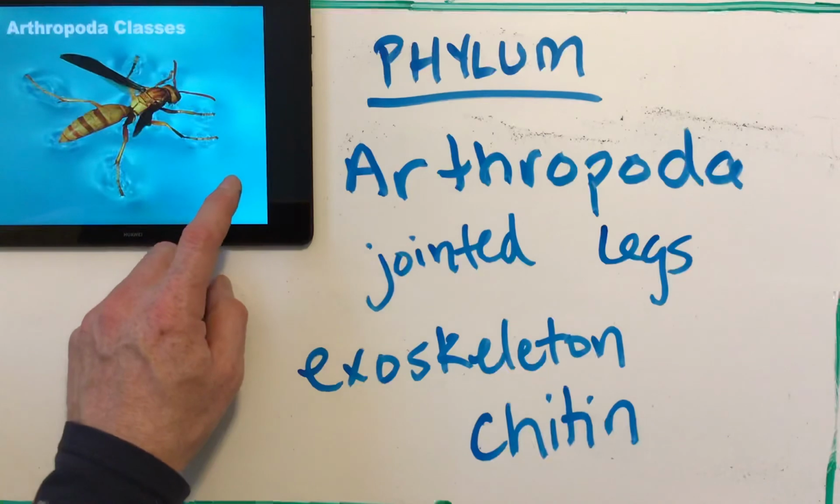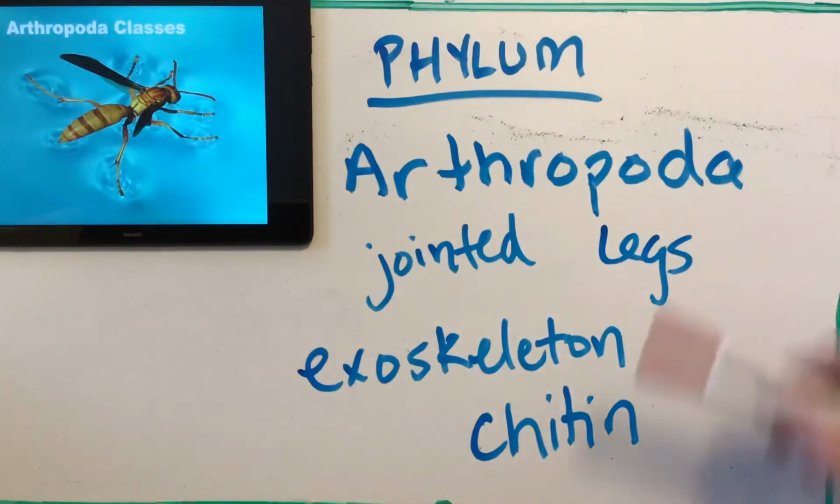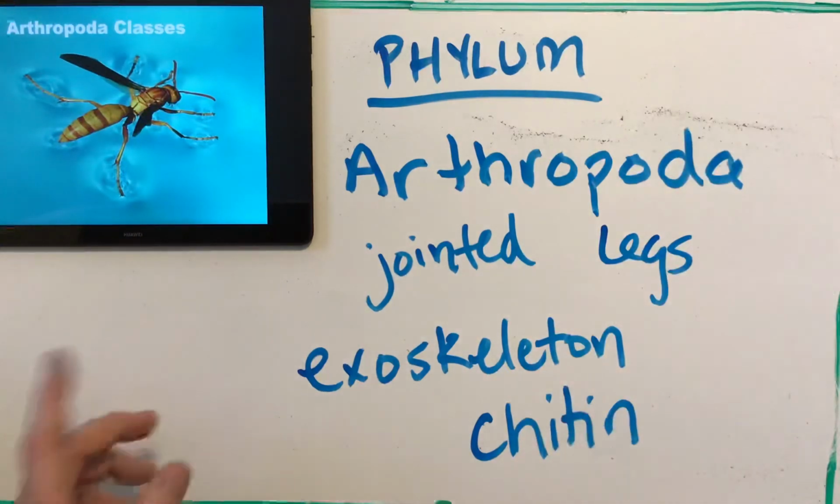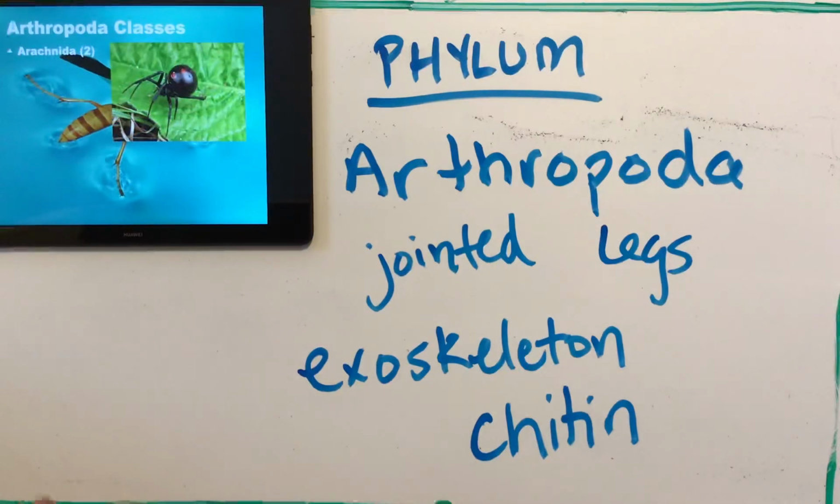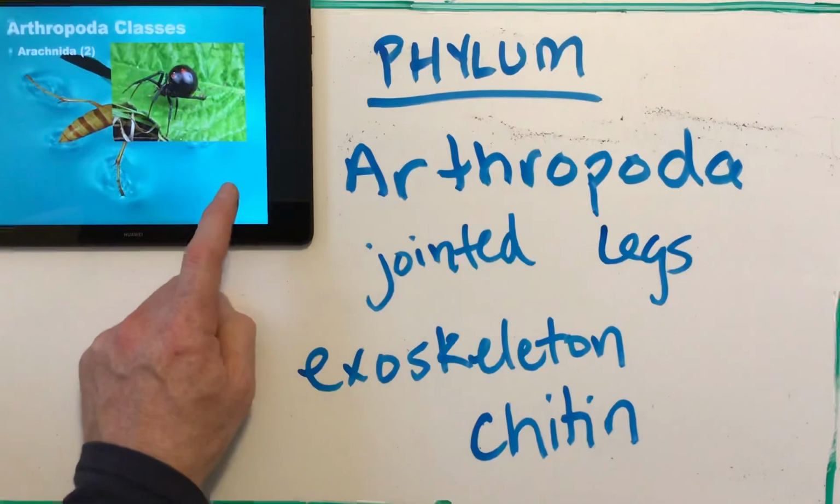All right. So we look at some of the classes here. Now we've been talking about phyla the whole time, but I think there are some interesting classes here. So arachnids are spiders. So there's a black widow there.